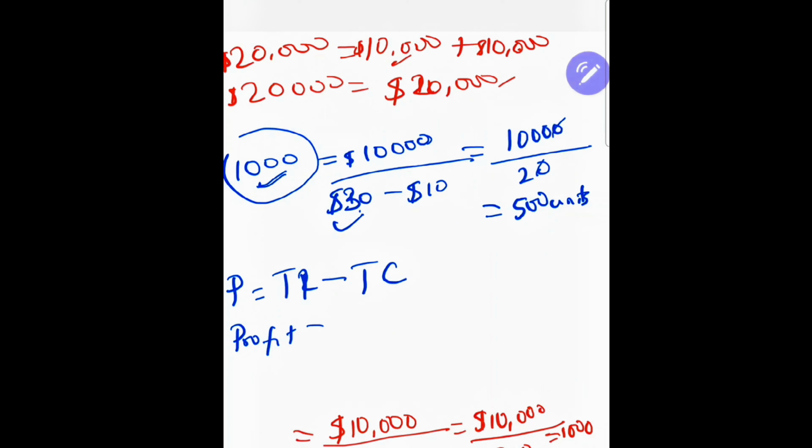Now, what will be our total revenue here? Our total revenue formula is P times Q. What is our selling price here? $30 times Q, which is 1,000. Right? Minus, what's our total cost? Fixed cost plus variable cost. Our fixed cost is what? 10,000.